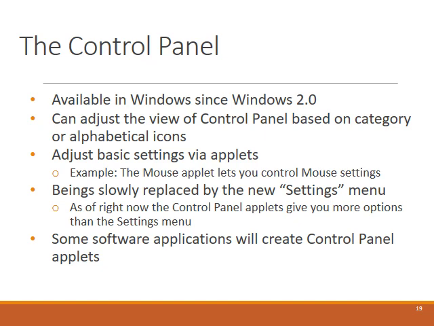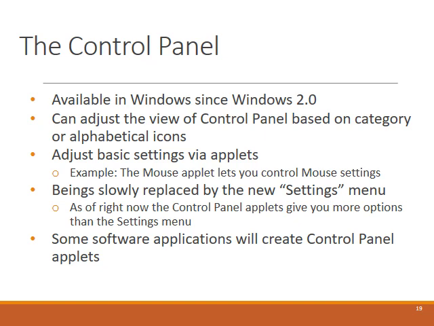So again, the control panel has been available for a long time. It's been available since Windows 2.0. Basically, it's there to adjust administrative settings. In Windows 10, the control panel is still available. It hasn't been completely phased out yet, but just like the settings menu, some of the control panel options will now take you to the settings menu instead. So it's important to just know that you may end up in the settings menu, even though you started out in the control panel menu.